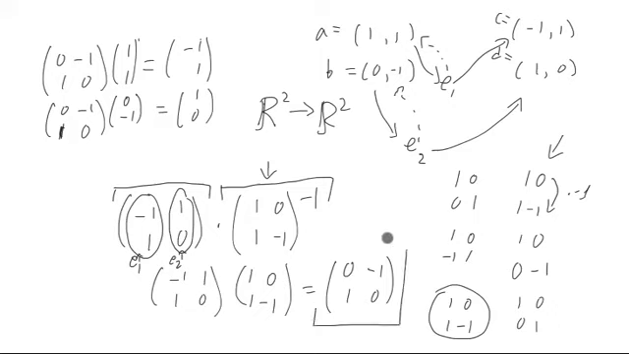So this matrix should be the one that'll actually send A to C and B to D, and we can check it. So if we put in 1, 1 into this matrix, we get out this. If we put in 0, -1 into this matrix, we get this.